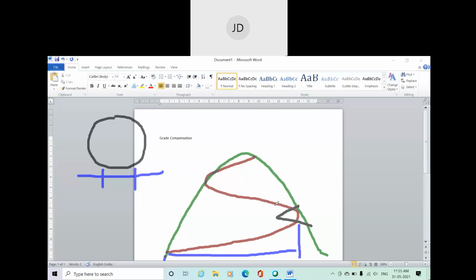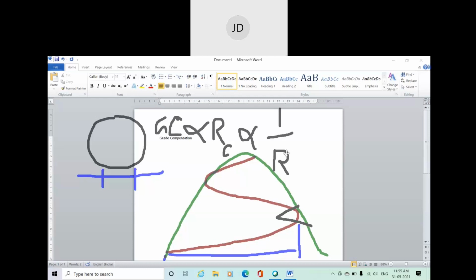So we can write that grade compensation is directly proportional to the resistance in the curve, and this resistance in the curve is inversely proportional to the radius of the curve. That means if the radius is larger, the curve is straighter, and with a straighter curve, resistance will be less. So the larger the radius of the curve, the less the resistance.